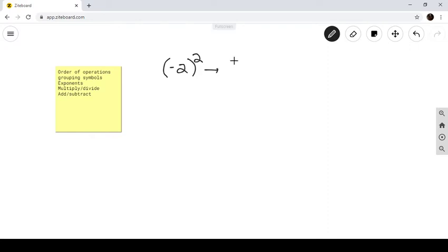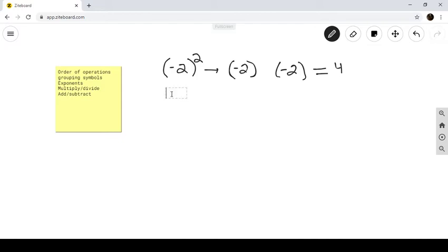So this now becomes -2 in parentheses times -2 in parentheses. So what is -2 times -2? +4. So the takeaway here is that if we have the negative in those parentheses, we're going to include it when we square it.